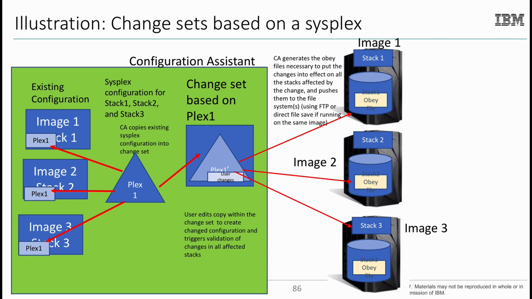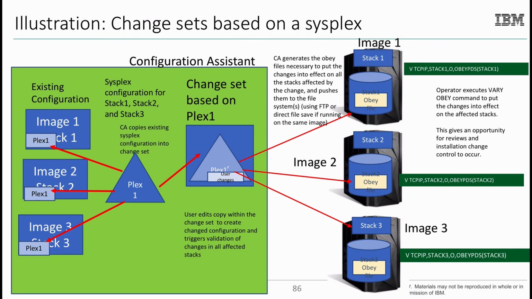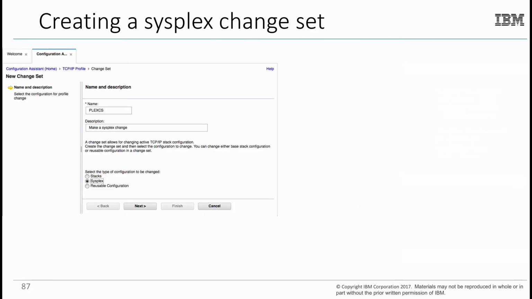I said all stacks affected by the change, not all stacks in the Sysplex, because not all Sysplex changes affect all stacks. For example, if you have a dynamic VIPA that's only backed up or defined on 2 of the 3 stacks, and you change that dynamic VIPA in the change set, you'd only get obey files for the stacks that are actually changed. So it's smart enough to know what stacks are changed and to generate the necessary obey files. Once those files are out there, you can review them and your operator can execute the vary obey command.